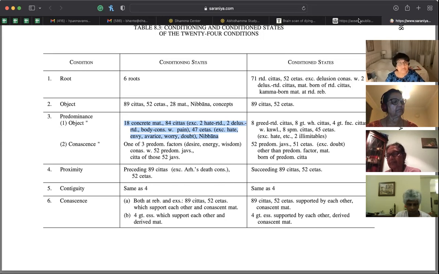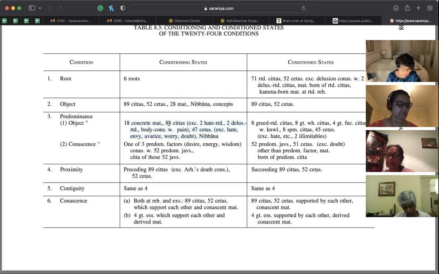Object predominance is a condition where the conditioning state as object dominates over the mental states which take it as their object. Does that explain? Only those objects that are esteemed. Now, the second part of it. Thank you, Hemamali. 84 chittas, excluding hate-rooted, two delusion-rooted, and body consciousness with pain. Why? I'm reading it again. Only those objects which are esteemed, cherished, or strongly desired can become the conditioning state of this relation.